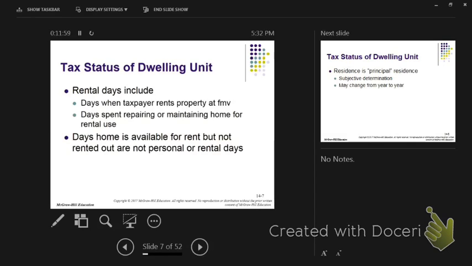Rental days include when you rent it for more than fair market value or at fair market value, and days you spend maintaining or repairing. So when you don't have your home rented, it's sitting there empty, but you're repairing it or maintaining it for rental use, that's considered a rented day. Days that it's available for rent, but no one's living there and you're not maintaining it, you're not repairing it, that is just a non-rented or non-personal day. It's just a day.